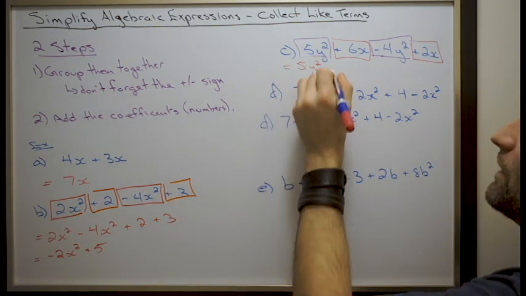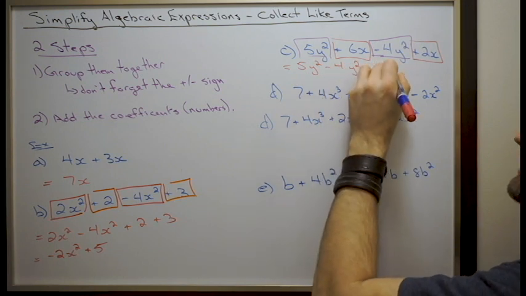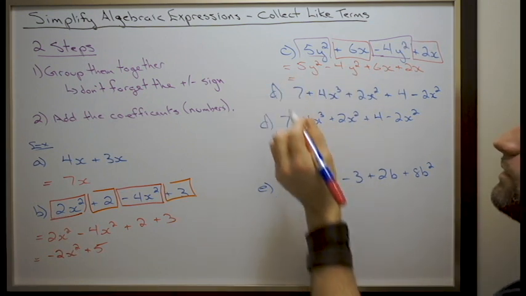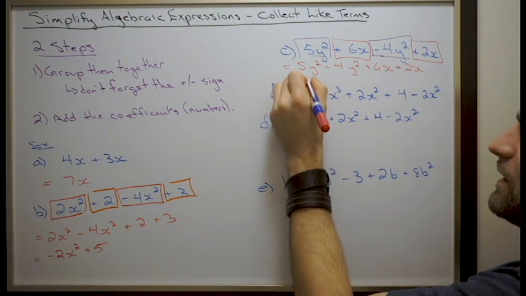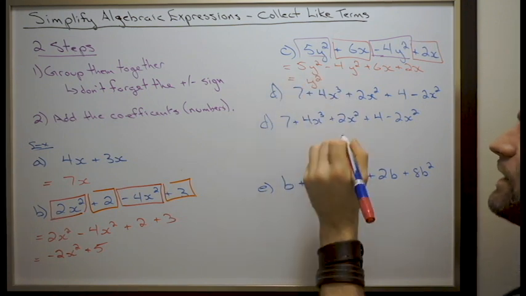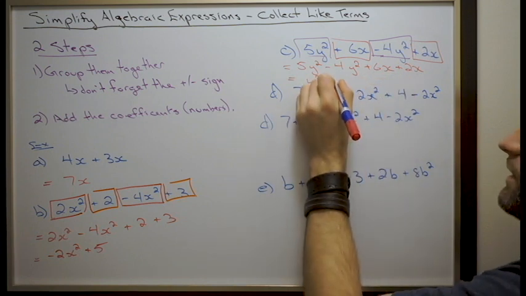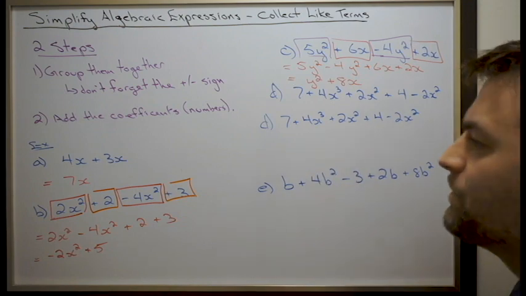5y squared minus 4y squared plus 6x plus 2x. And 5 minus 4, just subtracting the coefficients themselves, we end up with y squared, and 6x plus 2x is going to give us 8x.